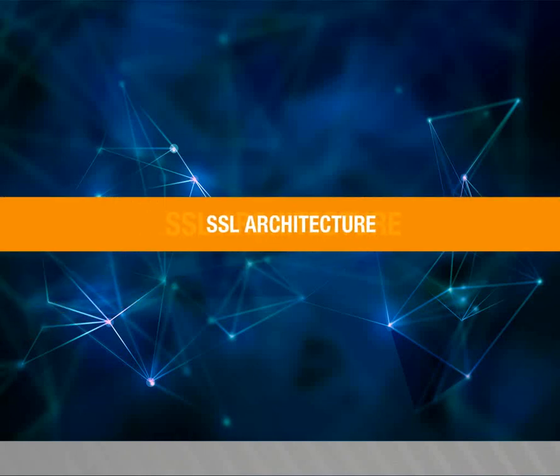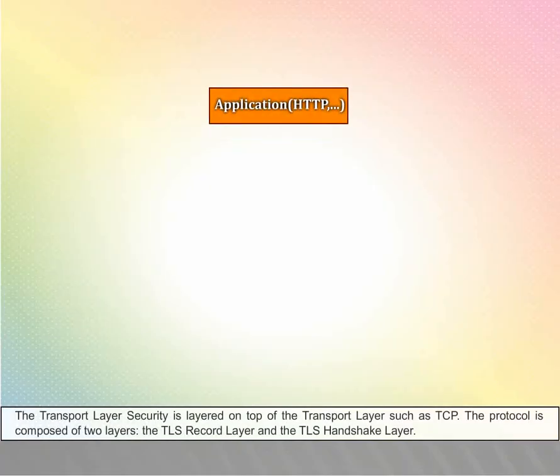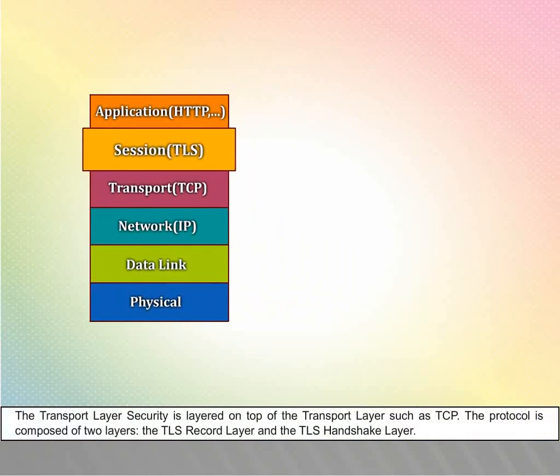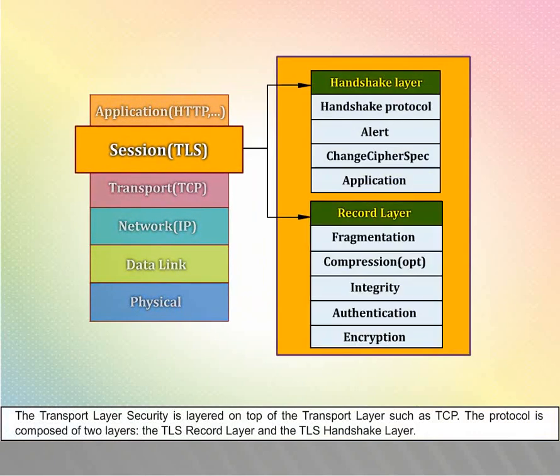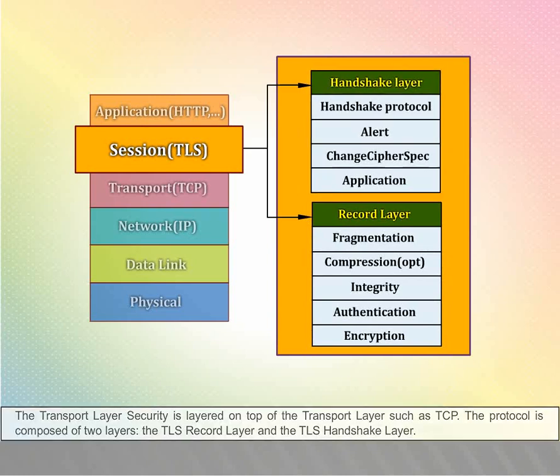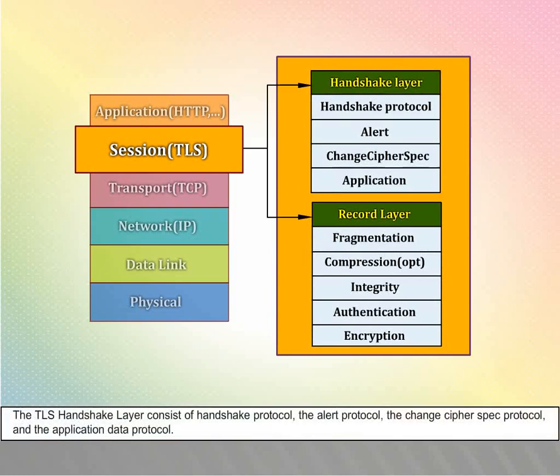SSL architecture. In this video, we are going to see the architecture of SSL. The Transport Layer Security is layered on top of the transport layer such as TCP. The protocol is composed of two layers, the TLS record layer and the TLS handshake layer. The TLS handshake layer consists of the handshake protocol, the alert protocol, the change cipher spec protocol, and the application data protocol.